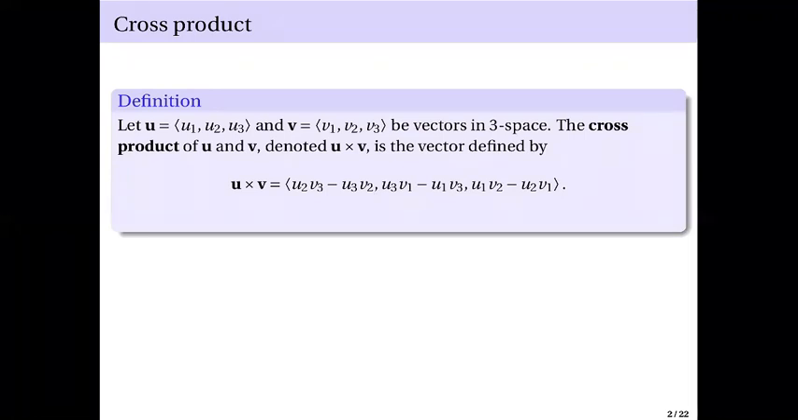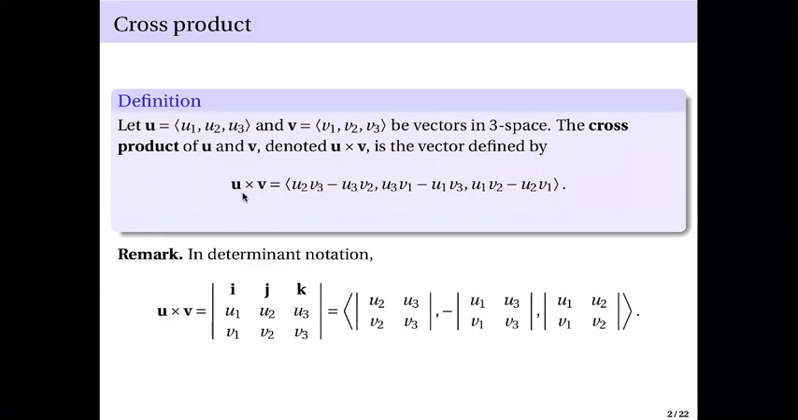So what we're going to do is write this part here in an easier format. This u cross v is just the determinant of this 3 by 3 matrix. In the first row, you just have i, j, k. Remember i, j, and k are the standard unit vectors in three-space.